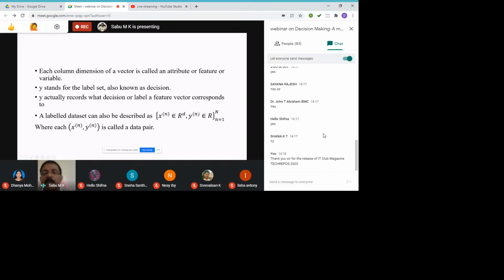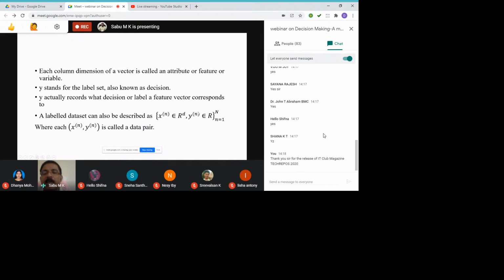This can be considered as a data pair. The first component, xn, represents the features, and the second component, y, represents the label. So the concept of a data set is very important in machine learning. There are two types of data sets: a labeled data set and an unlabeled data set.